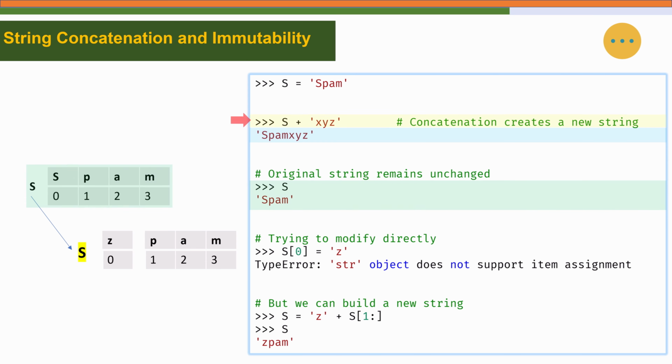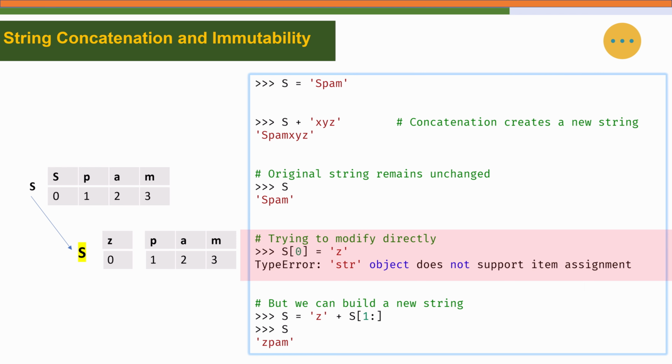If we try to assign directly, s of 0 equals z, for example, Python raises a TypeError and the message clearly says that the string object doesn't support item assignment. That's Python's way of reminding us that string objects are immutable. However, you can build a new string from the parts of the old one, for example, by taking everything except the first letter and prefixing it with, say, the letter z.